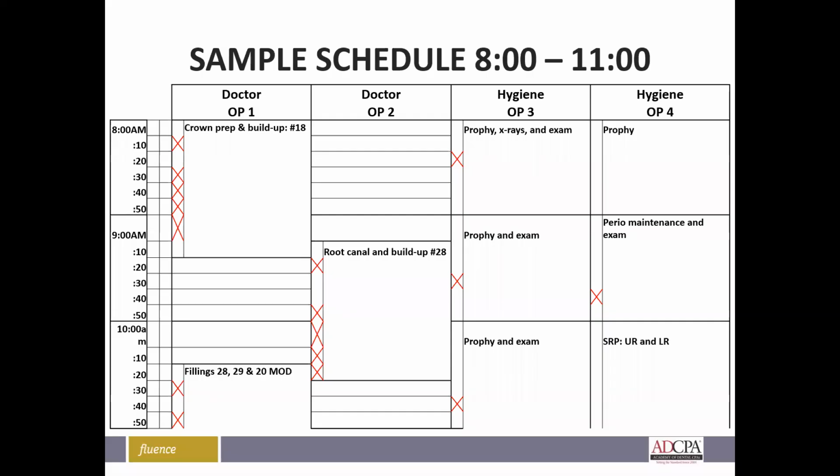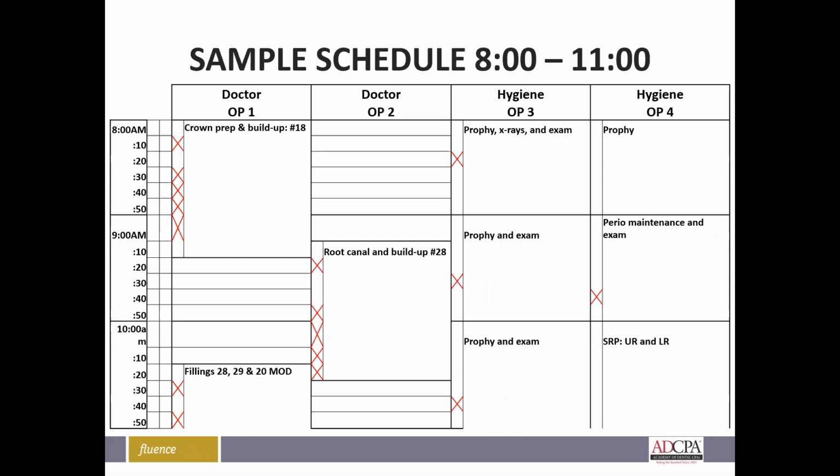Let's now look at an example of a block system. So on your screen, once again, we have 2 columns for the doctor, operatory 1 and 2, and we have 2 hygienists, 1 in operatory 3 and 1 in operatory 4. Every X you see represents where the doctor is needed. Now, things start out in operatory 1 with the crown prep.